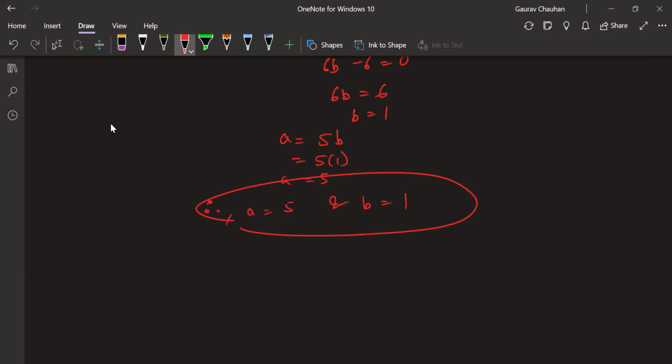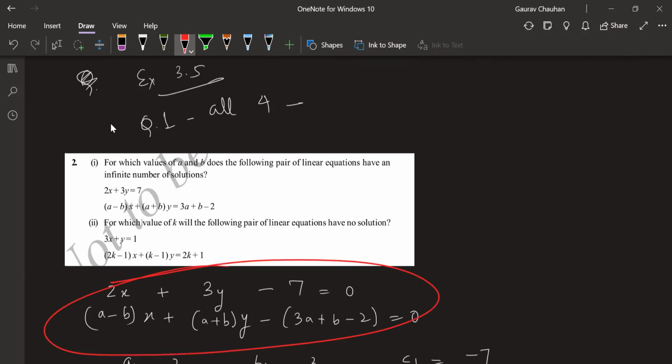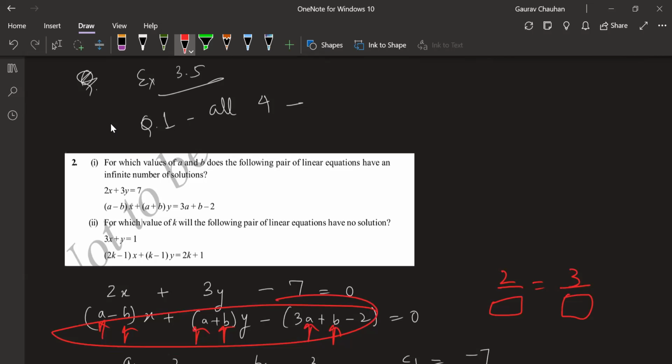This is for what? To have infinitely many solutions for this particular system. If you put A as 5, B as 1, you will get something such that 2 by dabba will be equal to 3 by dabba will be equal to minus 7 by dabba. Something like that will happen.